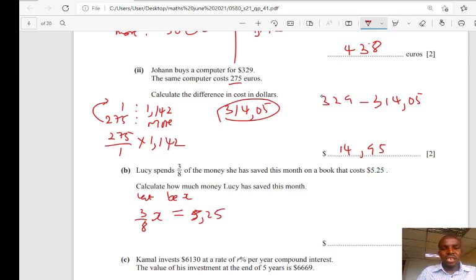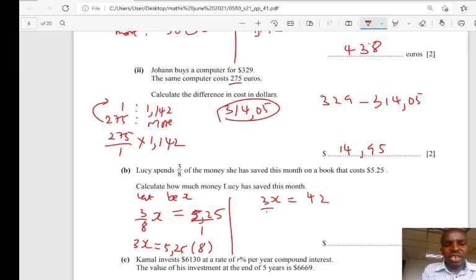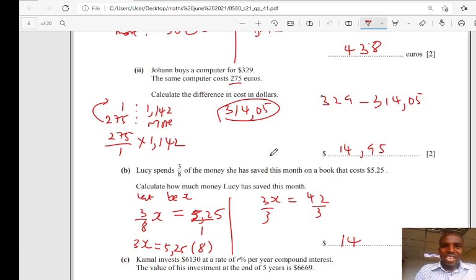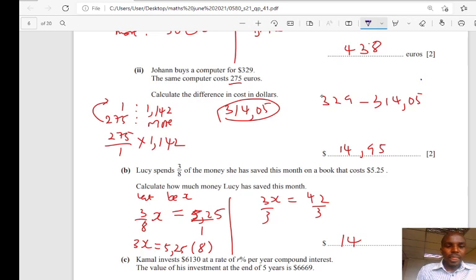Just form a simple equation, then you find the value of X, cross multiply here. It will be 3X equals 5.25 times 8. 5.25 times 8 is 42. Then divide by 3 both sides, which is 14. So she saved $14, right? Then next one, part C.